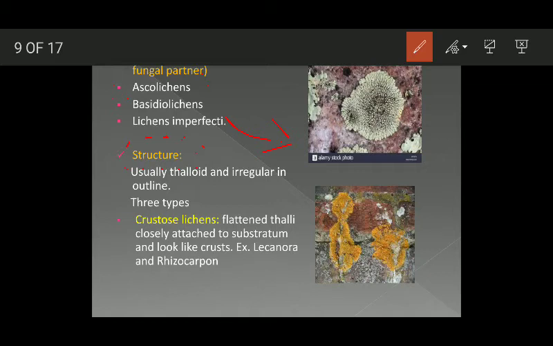Crustose lichens. These lichens have flattened thalli and they are closely attached to the substratum and look like crusts. They are flattened structures attached to the substratum. The examples in this category include Lecanora and Rhizocarpon.